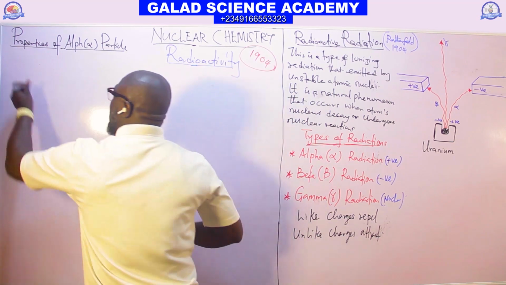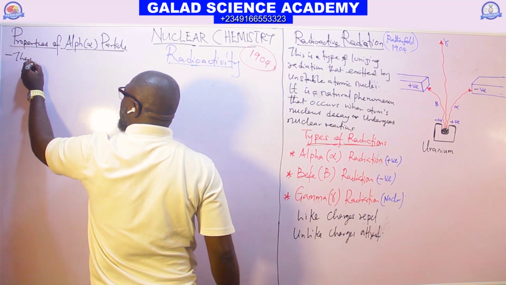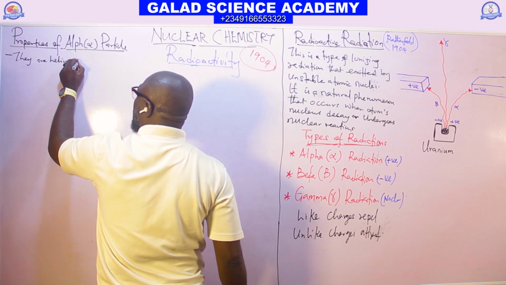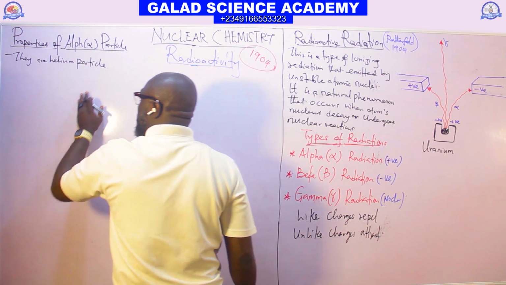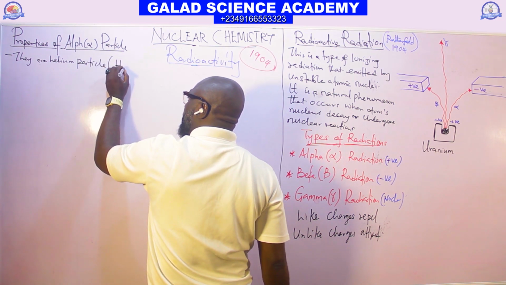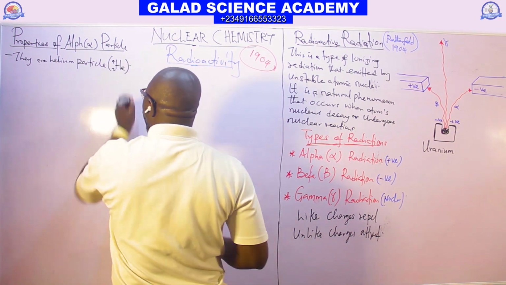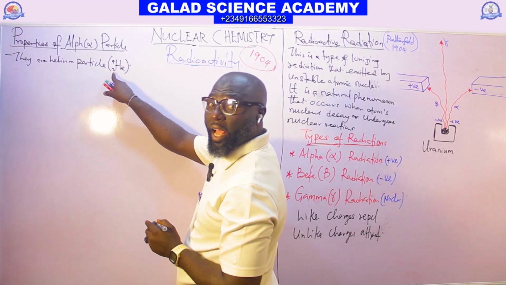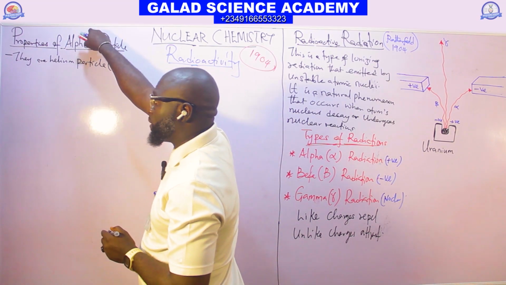Let's go. One, they are helium particles. So we use the helium element to represent, or to denote, the alpha particle.